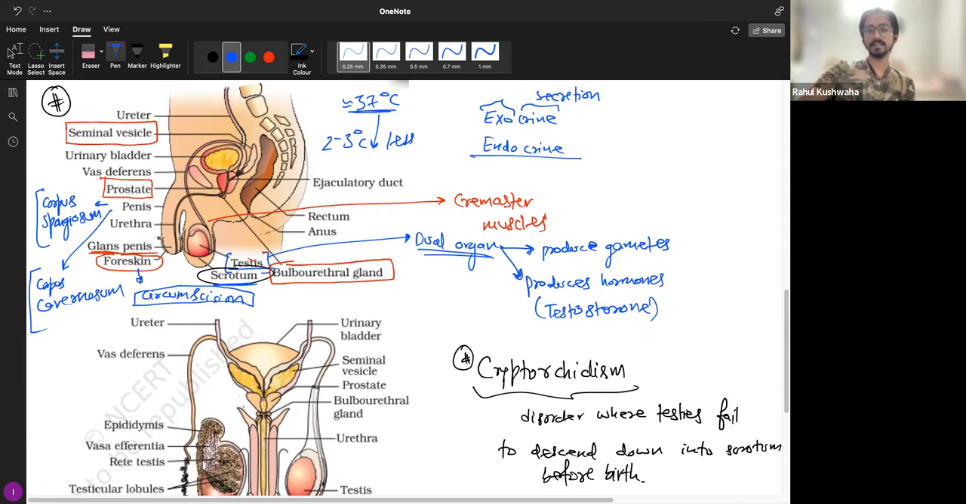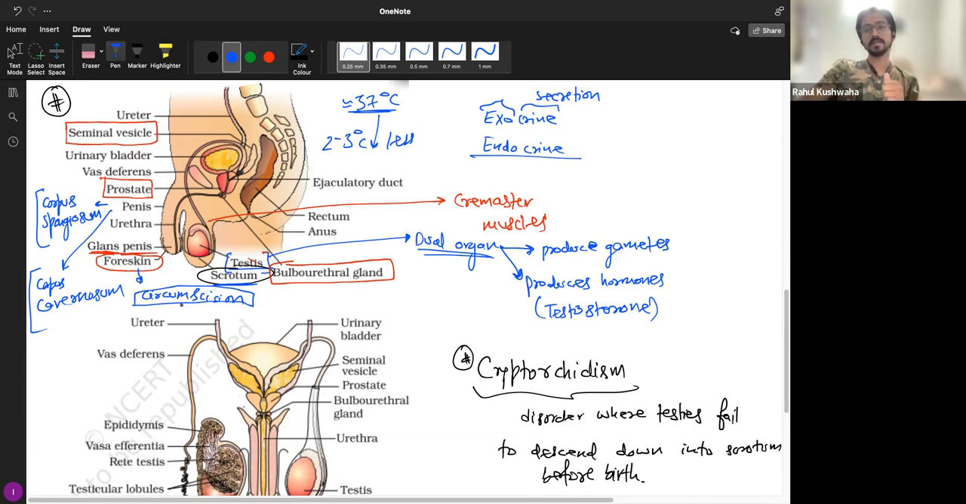Second, the constant exposure of this skin fold, because this skin fold is sometimes inconvenient if it lies there or if it overgrows. There could be a developmental defect and it can overgrow. And remember that it's constantly getting in contact with the urine, which is acidic, right? So the chances of the foreskin getting infection are also reduced when there is circumcision.